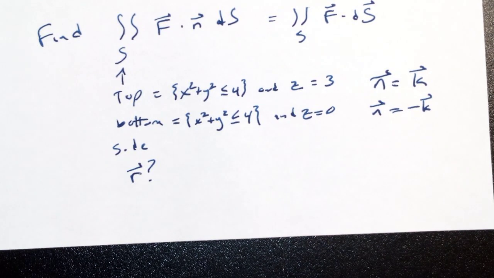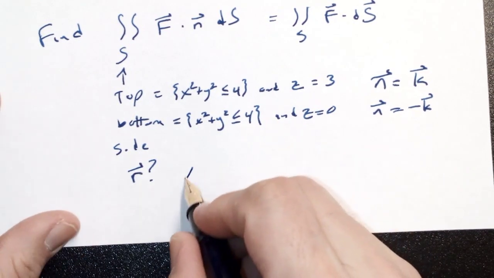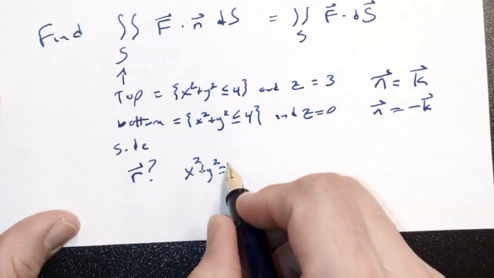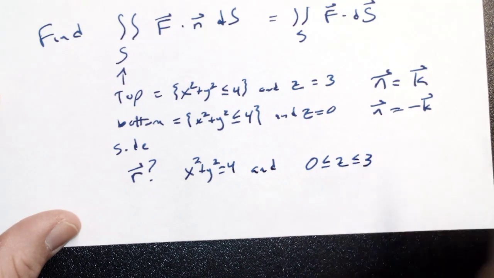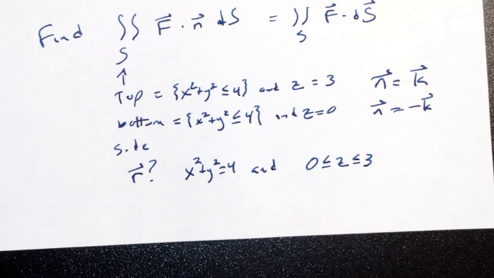All right, wait a minute. This is the cylinder, x squared plus y squared equals 4, and 0 less than or equal to z less than or equal to 3. It's the side of the cylinder, right? Side of my cylinder. Okay, here's the side of my cylinder. Now what?